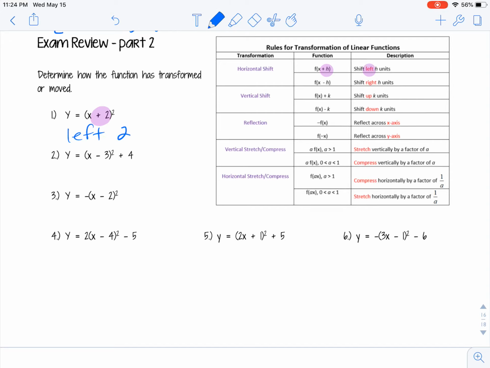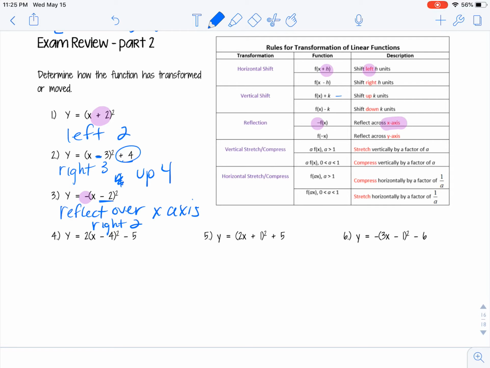Here I have a -3, so that's going to move right 3, and then this +4 on the outside means up 4. All right, the next one, we've got a negative out in front. Negative in front of the parentheses means I'm going to reflect over the x-axis. And then, of course, we still have to deal with the -2, so right 2.